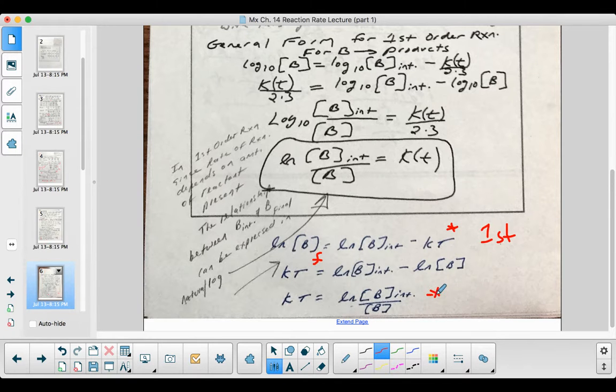They're the exact same thing. Kt equals the natural logarithm of the ratio of the initial over B. So the natural logarithm of this ratio.